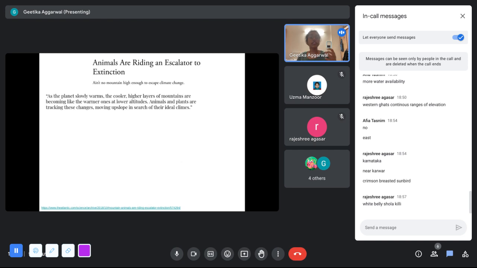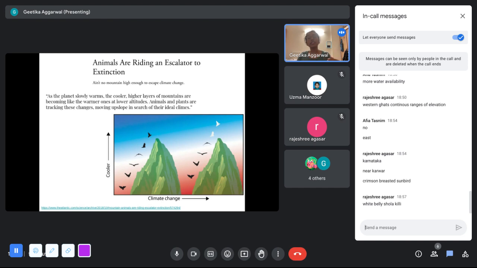This has been very clearly noted in birds now, that you can see them trying to move a little higher. They're shifting their ranges towards the higher slopes of the mountains. It's happening faster for animals and birds because they can move, but it's slowly happening for plants as well.